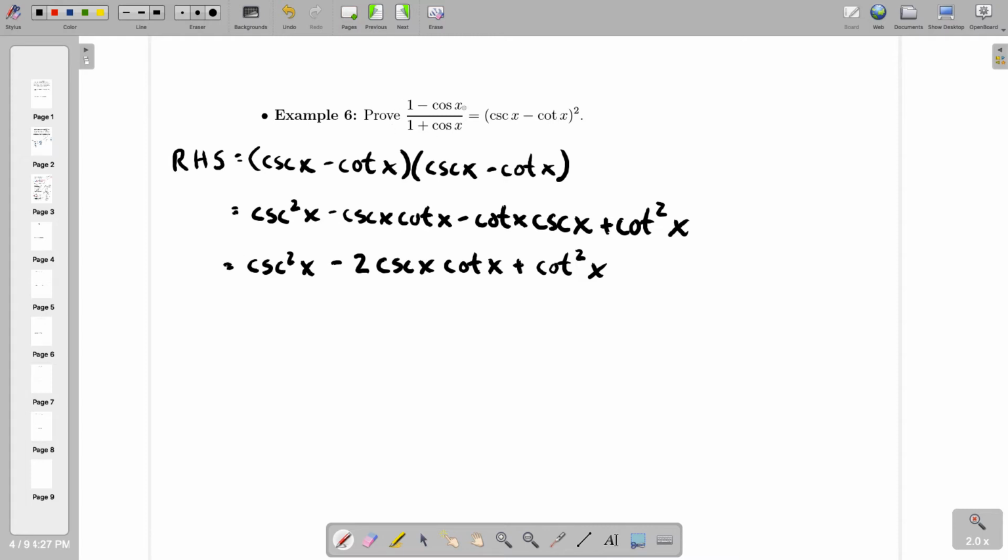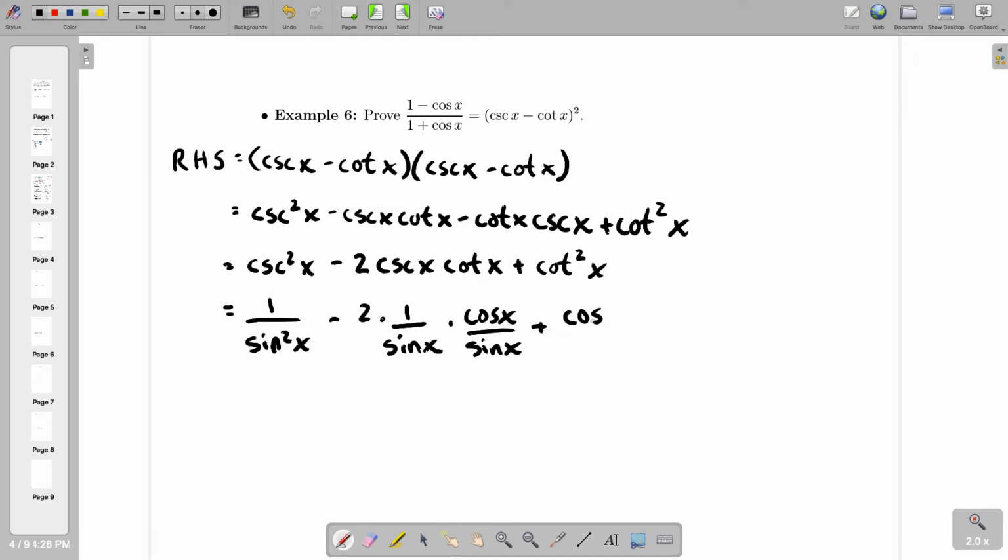Over here I don't see any cotangents or cosecants, so I know I'm going to want to get myself into the language of sines and cosines. All right, so my cosecant squared here is 1 over sine squared x. Cosecant is 1 over sine x. Cotangent is cosine over sine.